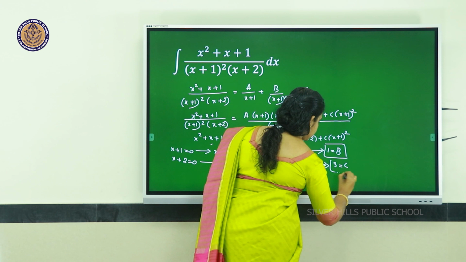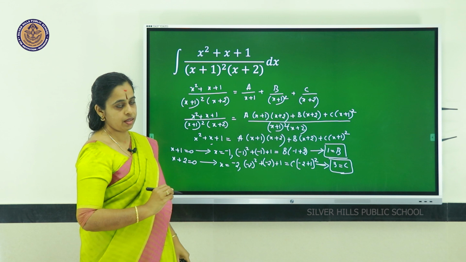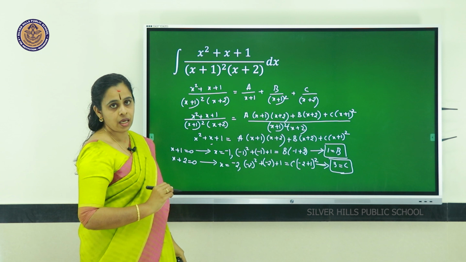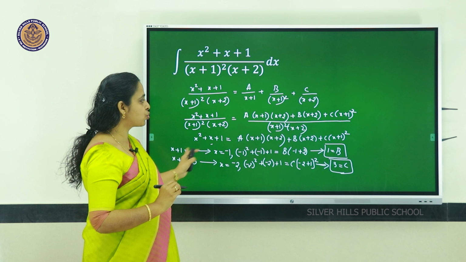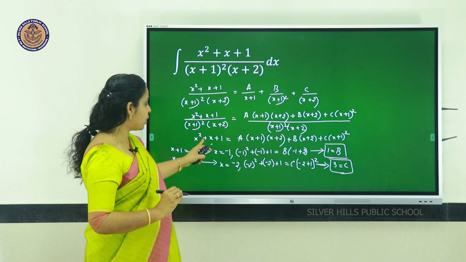So, we are getting the value of c as 3. Now, let us find the remaining real part a. To find a, let us equate the coefficient of x square both sides. Look here, what is the coefficient of x square on the left side? 1.